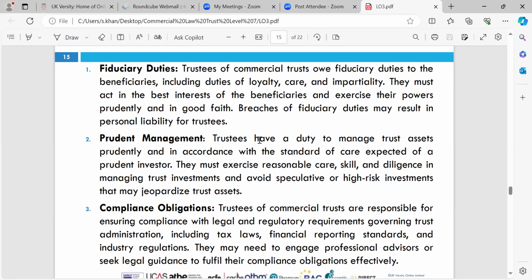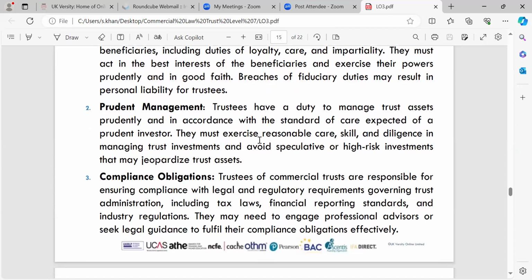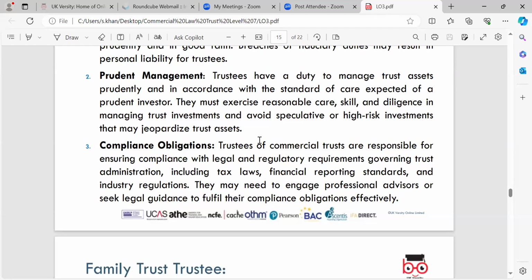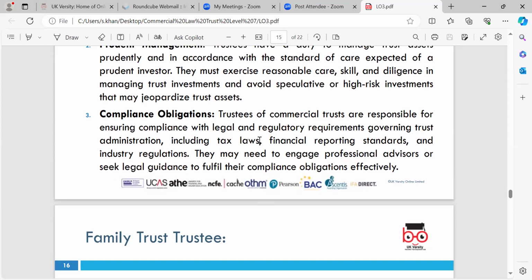Prudent management. Trustees have a duty to manage trust assets prudently and in accordance with the standard of care expected of a prudent investor. They must exercise reasonable care, skill, and diligence in managing trust investments and avoid speculative or high-risk investments that may jeopardize any trust assets.